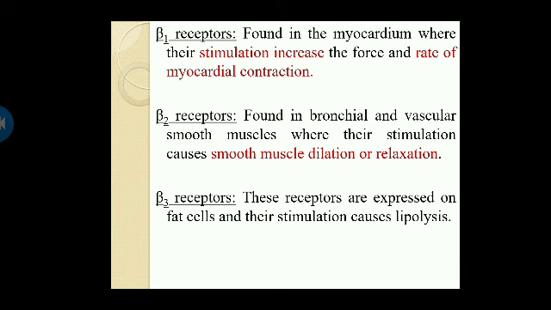Next is beta 2 receptors. These receptors are found in bronchial and vascular smooth muscles, where stimulation causes smooth muscle dilation or relaxation.